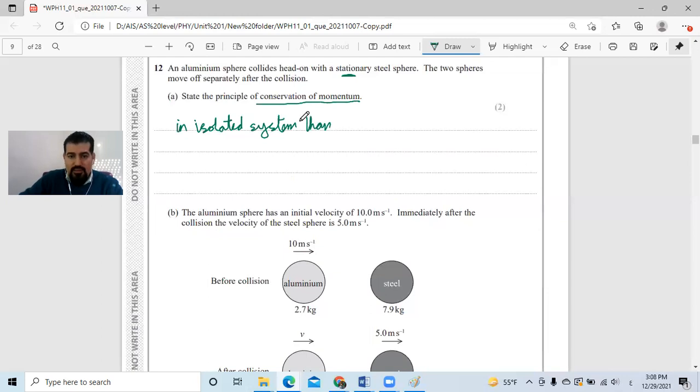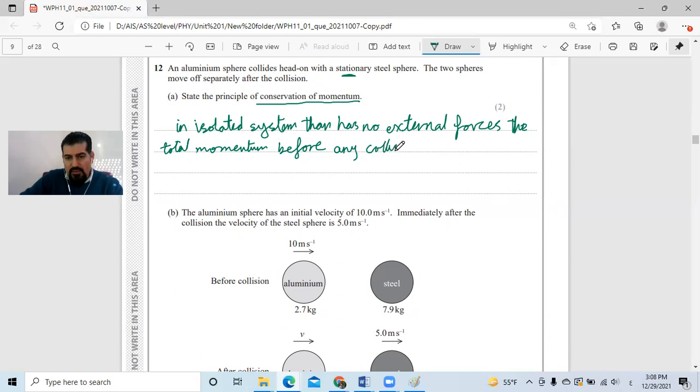that has no external forces, the total momentum before any collision is equal to the total momentum after the collision.